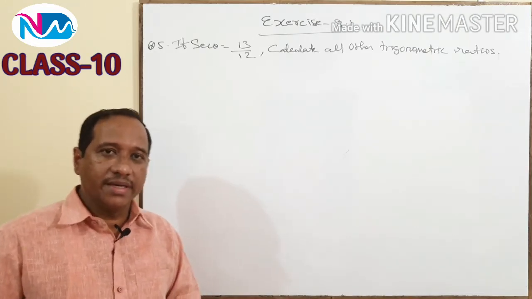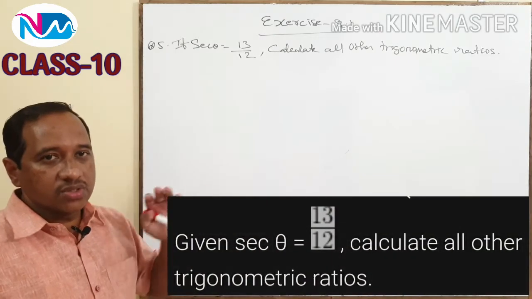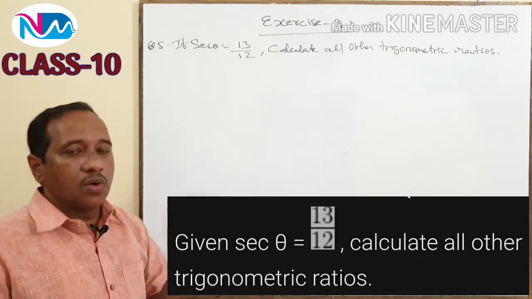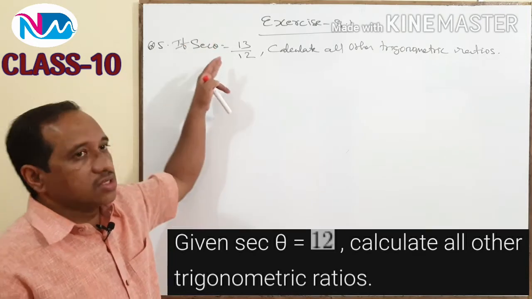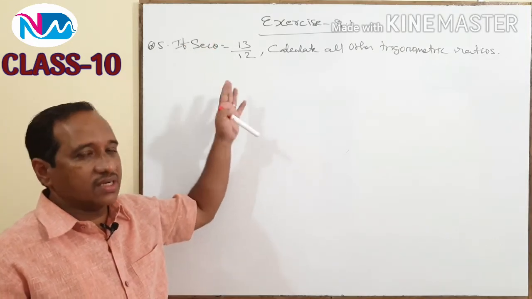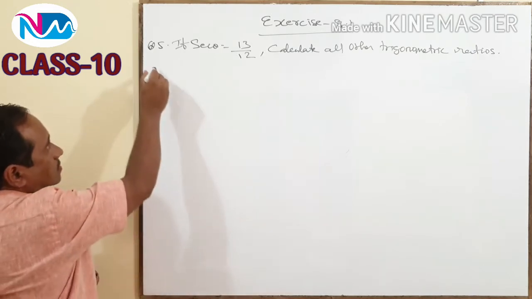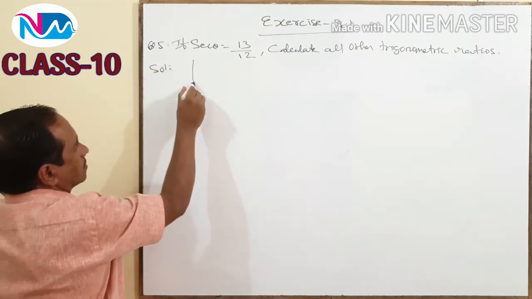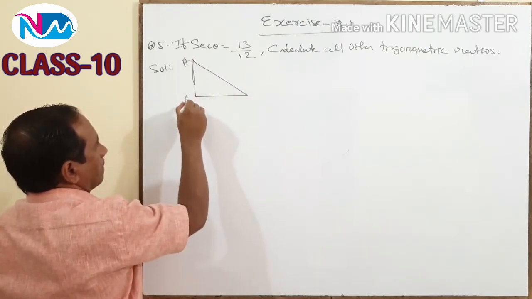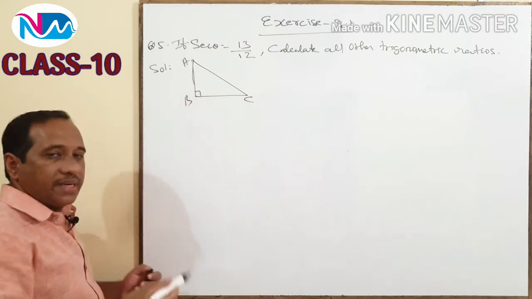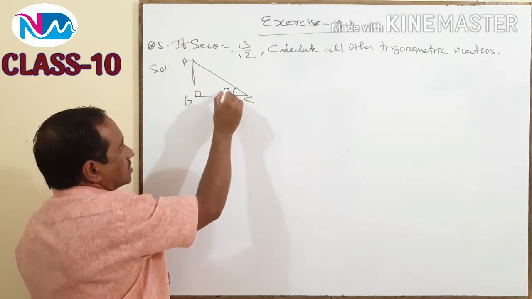The next question is question number 5. If sec theta is equal to 13 by 12, calculate all other trigonometric ratios. Sec theta is equal to 13 by 12 means it is for a right angle triangle. So let us draw a right angle triangle in which angle B is 90 degree. One of the two acute angles may be marked as theta.